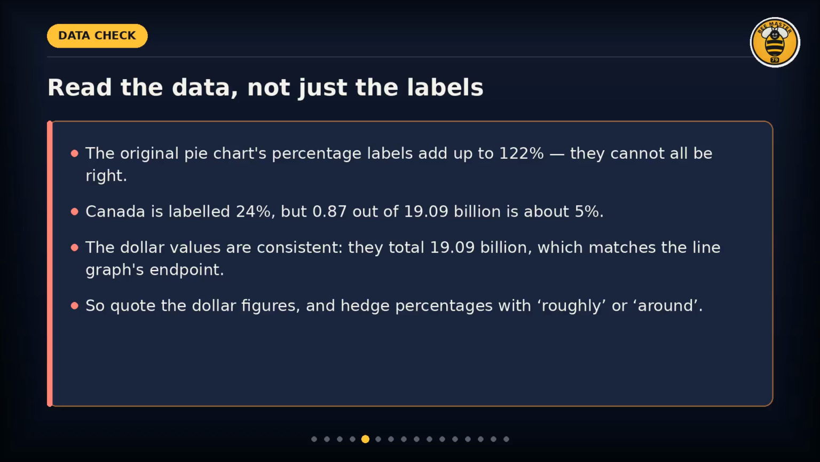One important warning before we write. The percentage labels printed on the original pie chart add up to 122%, so they cannot all be correct. Canada is labeled 24%, but 0.87 out of 19.09 billion is only about 5%. The dollar values, however, are consistent, so quote the dollar figures and hedge your percentages with roughly or around.